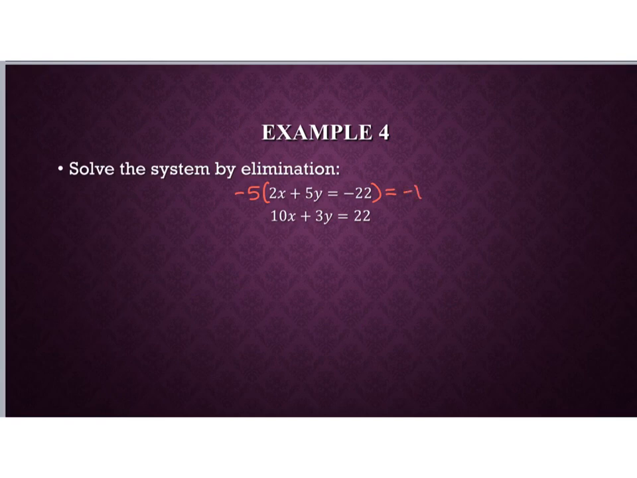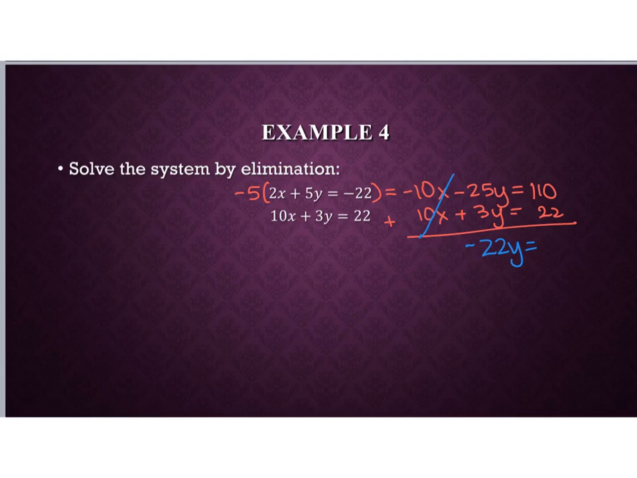So this is going to give me -10x, -5 times a +5 will give me a -25y, and then -5 times a -22 will give me a +110. Then I'm just going to rewrite this 10x plus 3y equals 22. And now I can go ahead and add my two equations. And when I do this, I see that my x's are going to cancel. And I have -25y plus 3y, which will give me a -22y. And 110 plus 22 is going to give me 132.